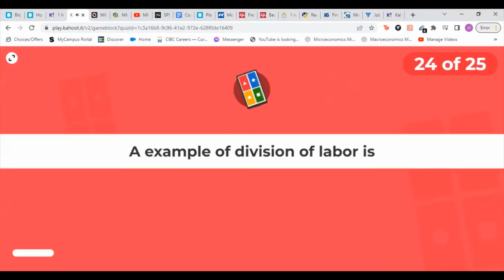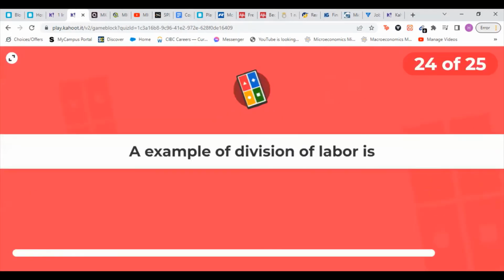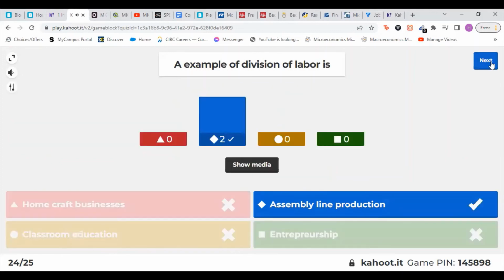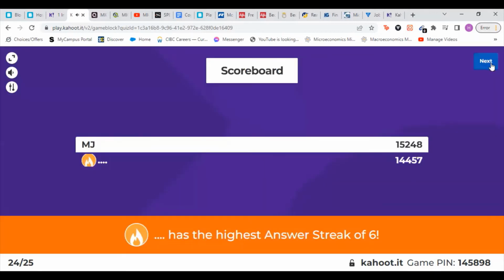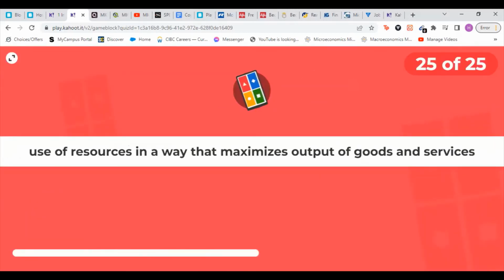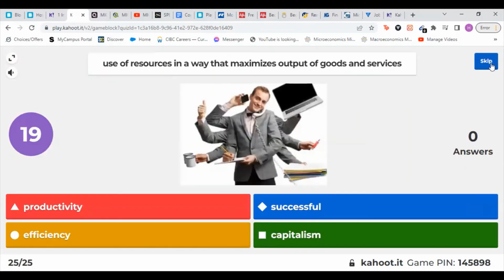And then an example of a division of labor is assembly line production. Then use of resources in a way that maximizes the output of goods and services. Efficiency.